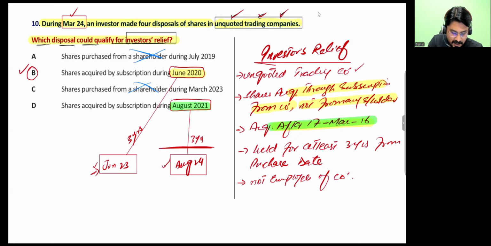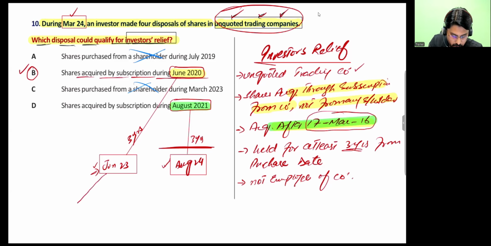We can say that the shares which were acquired through subscription on June 20, the disposal of such shares will qualify for investor relief because this is meeting all of the conditions: these shares are of an unquoted trading company, acquired after 17 March 16 and held at least 3 years from the disposal date. If the 3 years completed on June 23 and the shares were disposed in March 24, they are disposed after the 3 years time period. So can you please tell, are you clear on this?